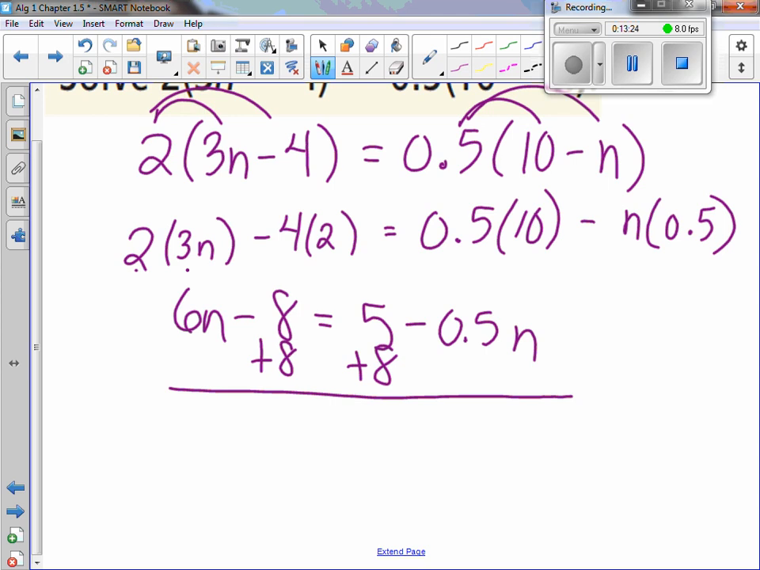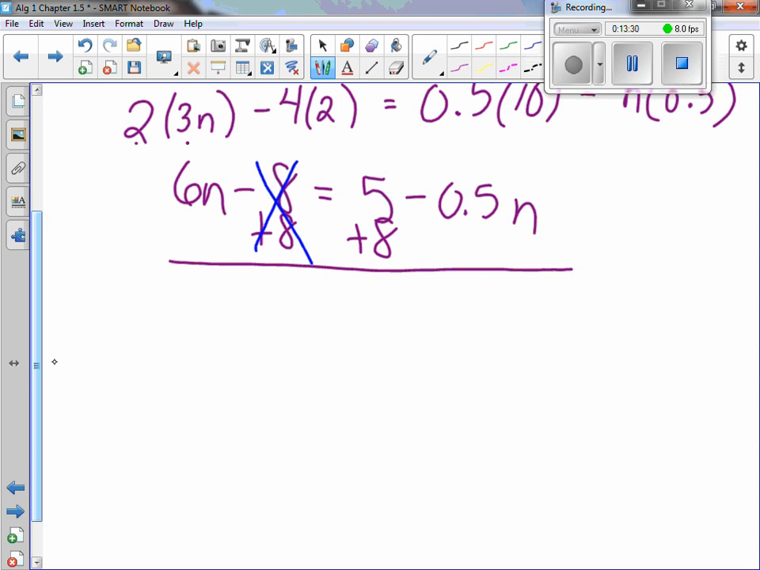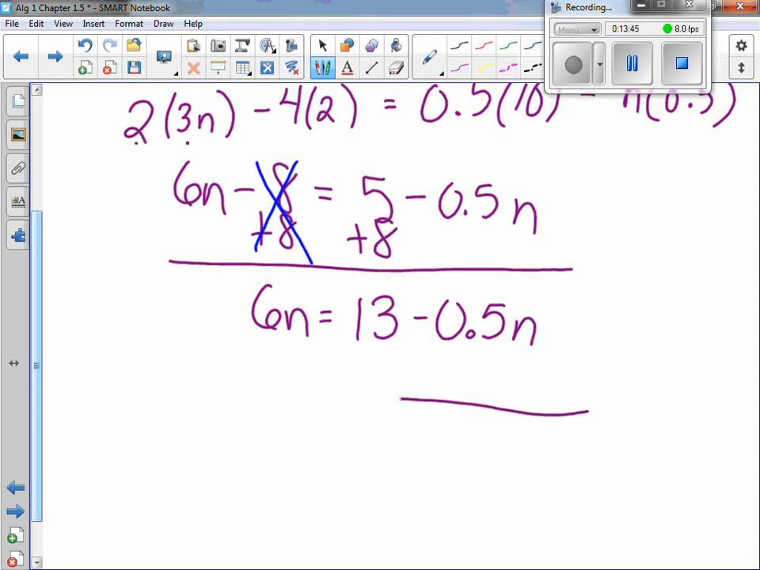So when I add 8 to both sides, well, negative 8 plus 8 is 0, so we're left with 6n. 5 plus 8 is 13 minus 0.5n. So we've got all the numbers on one side, yes? Now we need to get the variables on the other.